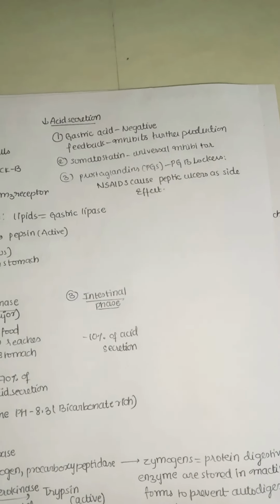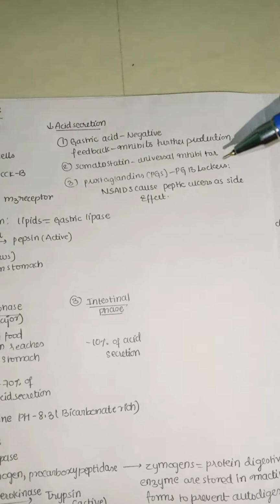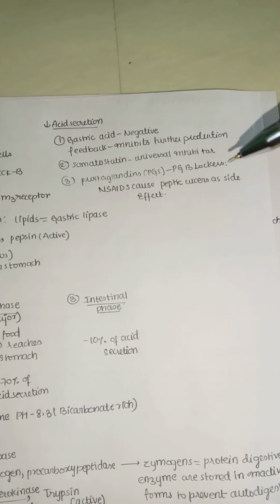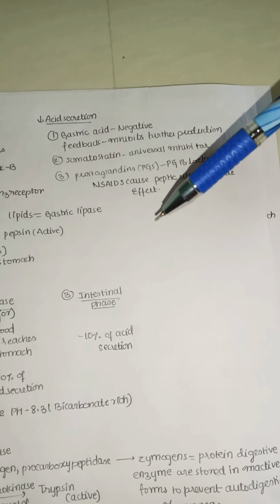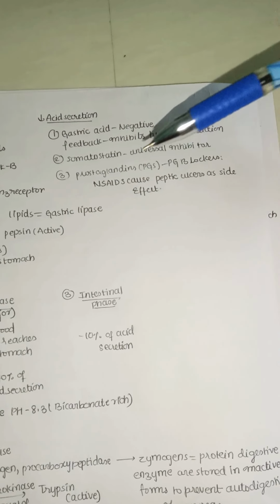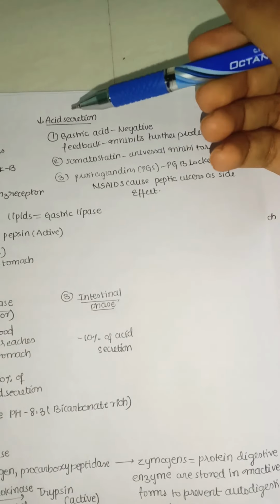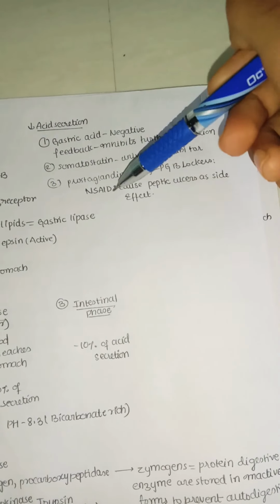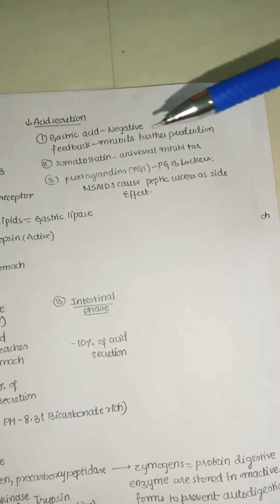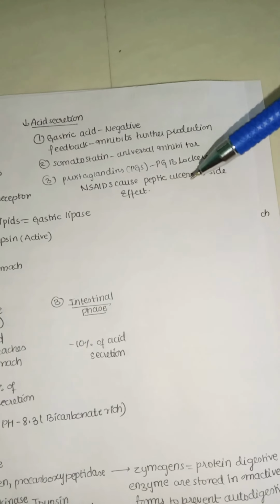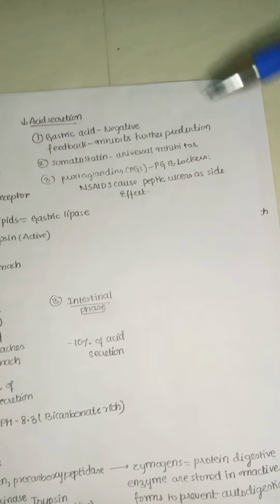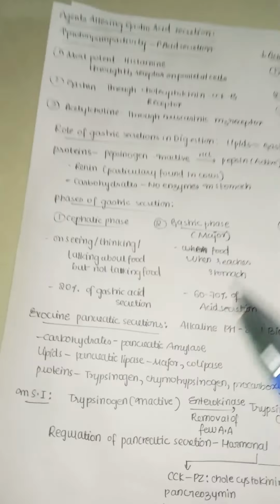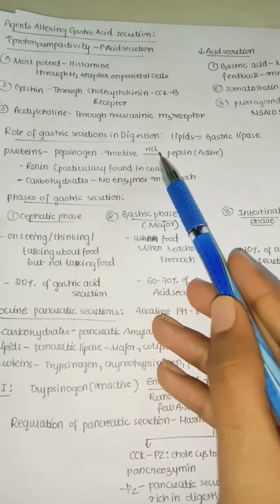What the prostaglandin does is decrease the acid secretion. So we use prostaglandin blockers like NSAIDs, which cause peptic ulcers as a side effect. Why do they cause peptic ulcers? Because they are blocking the PG. PG decreases the acid secretion, so if you block the prostaglandins, then there is more acid secretion. If there is more acid secretion, because of using these NSAIDs, you get a peptic ulcer as a side effect. Now let us see the role of gastric secretion in digestion.